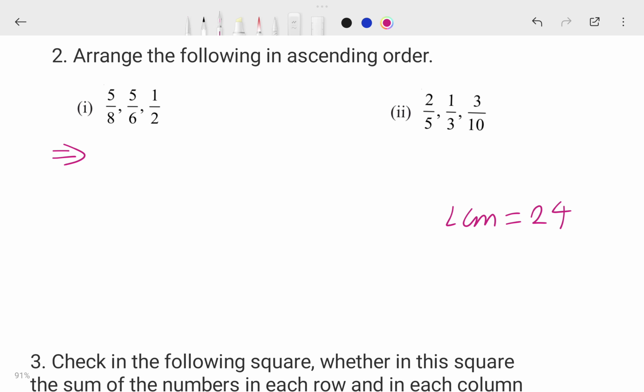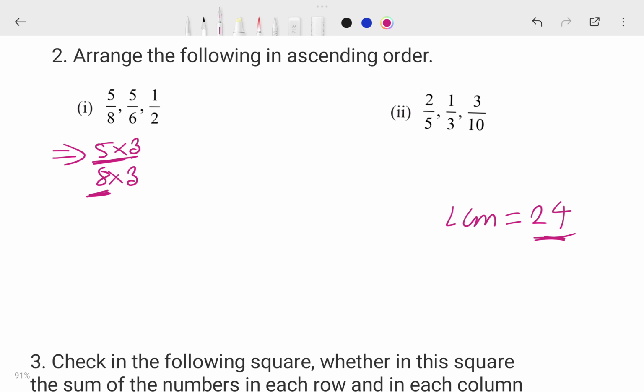Okay, so now just take the 5 by 8, write the 5 by 8 here. In the 8 table, 24 is how many times? If you count, 8 1s are 8, 8 2s are 16, 8 3s are 24. So 24 is there 3 times, so we have to multiply by 3 in the denominator, and in the numerator also we have to multiply by 3.